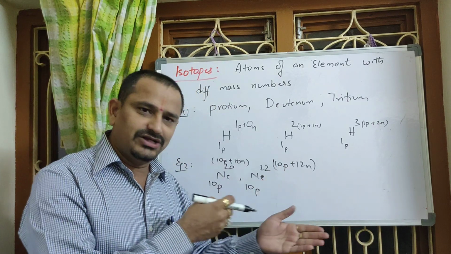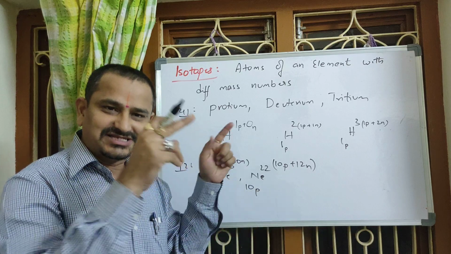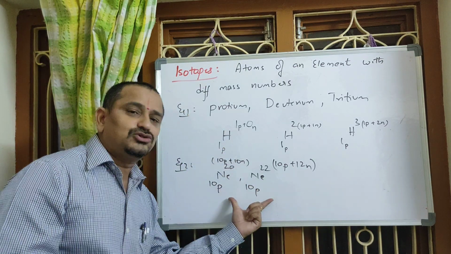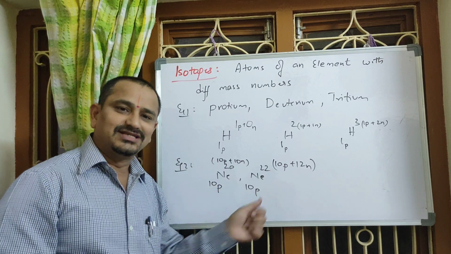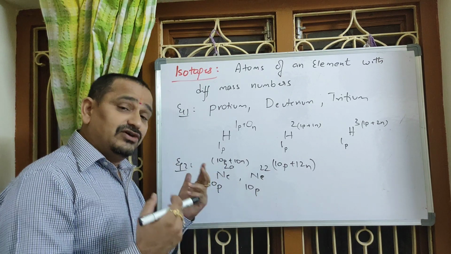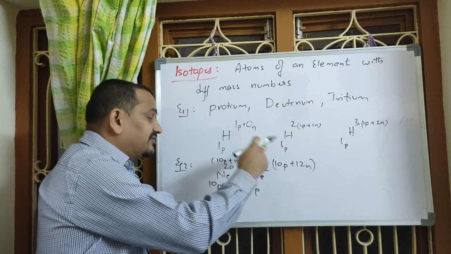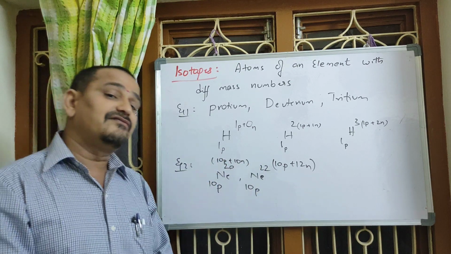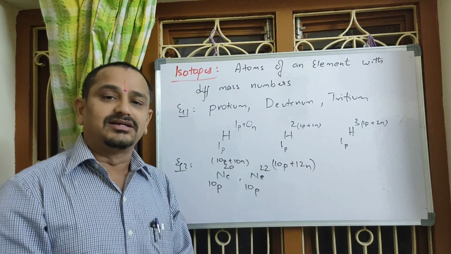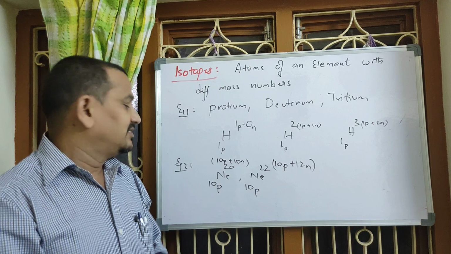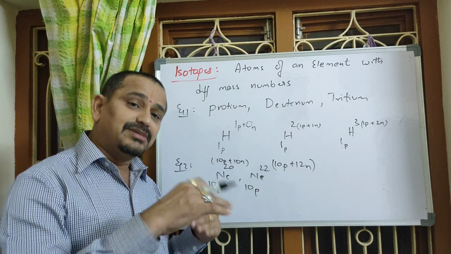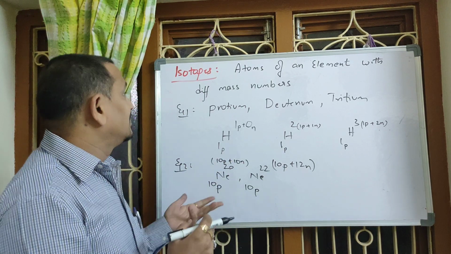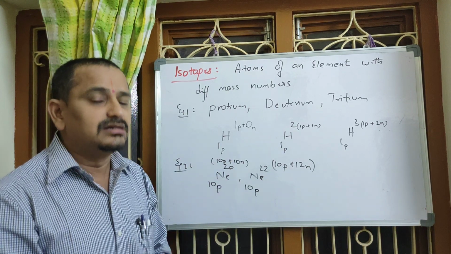I know immediately you are going to refer to a periodic table chart. Which isotope is considered in the periodic table? Neither this nor this. We consider an average of these masses, which is called the average isotopic mass. Understood? When such a large number of isotopes are there, we have to consider their abundance percentage and calculate their average isotopic mass.